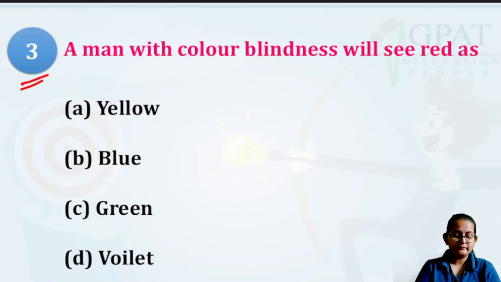Then question number 3: a man with color blindness will see red color as what? Yellow, blue, green or violet. So the correct answer for this is green. A red color blind person could see red color as green color.